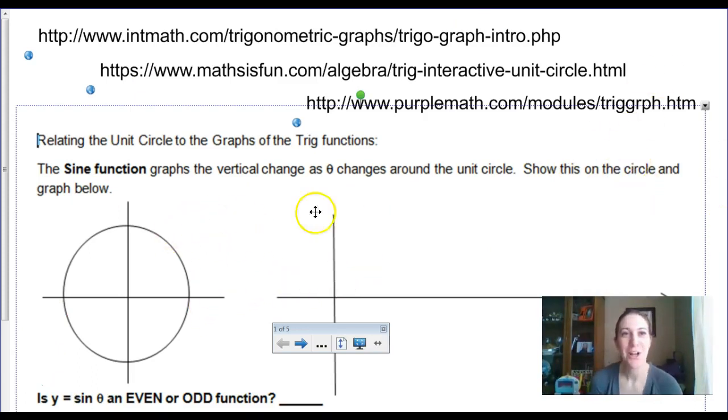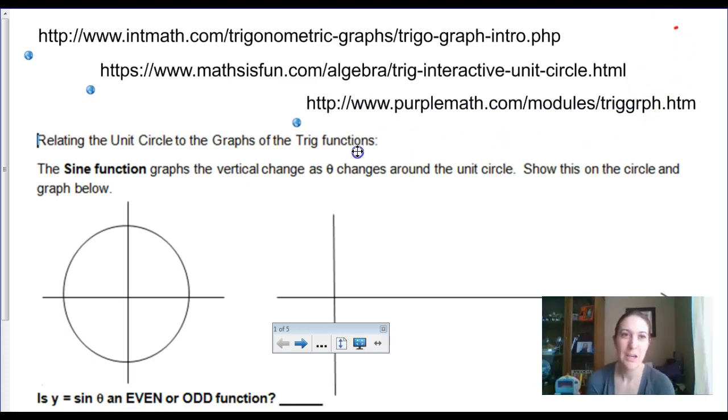Alright, so let's first talk about the sine function. When we're graphing the sine function, maybe you have a shape of it in your brain from a previous math class. You kind of remember what it's going to look like. But what we have to remember is that the sine function are the vertical changes within the unit circle. So remember, vertical change is synonymous with the y values.